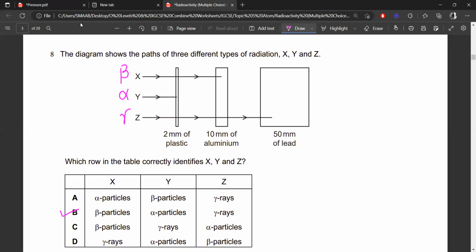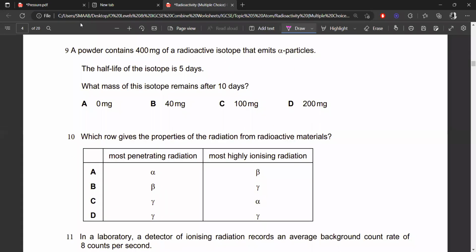Okay. So the questions are not very typical, right? They basically depend upon the properties of alpha, beta, gamma, and the half-life and safety precautions. So this chapter is not very difficult because we have straightforward questions on the concepts, right?